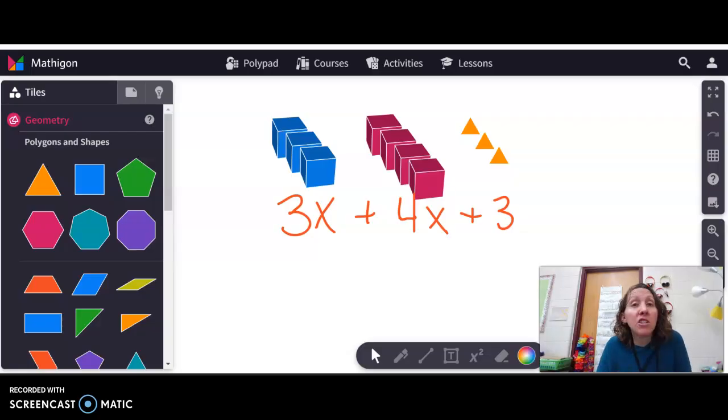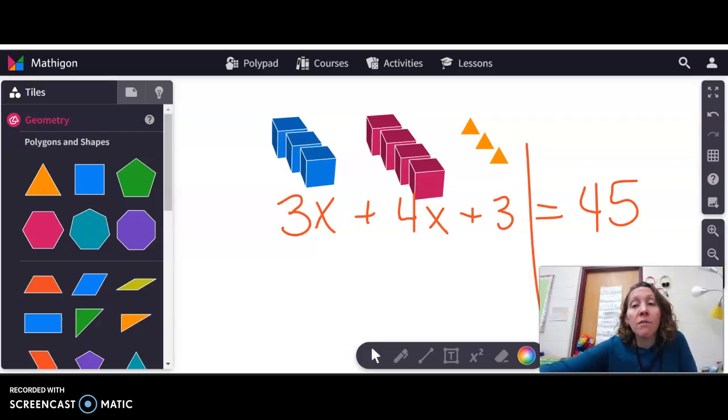So we're going to say each box contains the same number of triangles, but we don't know how many yet. And if we open up all those boxes and then we included those 3 loose triangles, we're going to say altogether there are 45 triangles. All right, so our first step is to combine like terms.